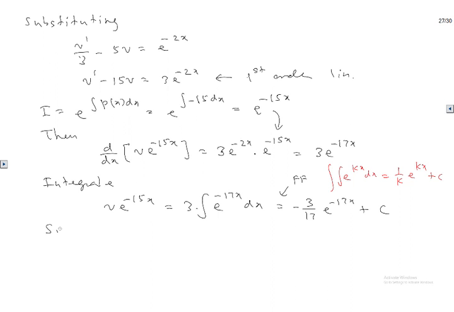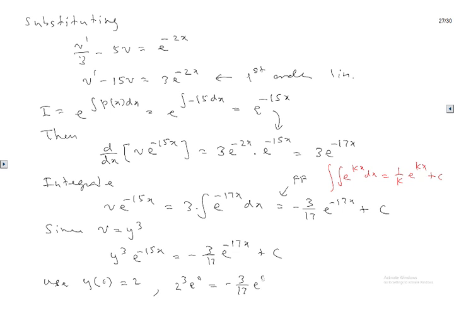So you can say since v equal y cube, we can write y cube e to the negative 15x equal negative 3 over 17 e to the negative 17x plus c. And then we can multiply and take the cube root. Also you can use the initial condition now, just to find c. So we're going to use the fact that y(0) equal 2, and if you do that, then you're gonna get 2 cubed e to the 0 equal negative 3 over 17 e to the 0 plus c. If you solve for c, what do you get?